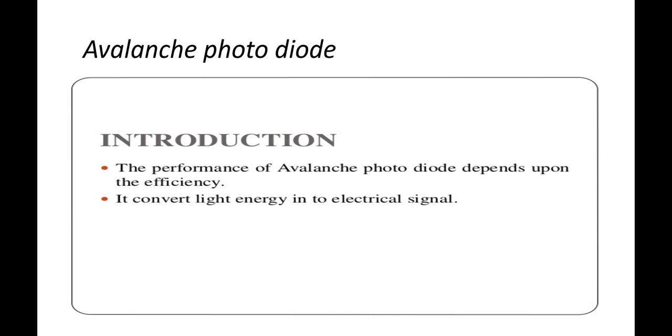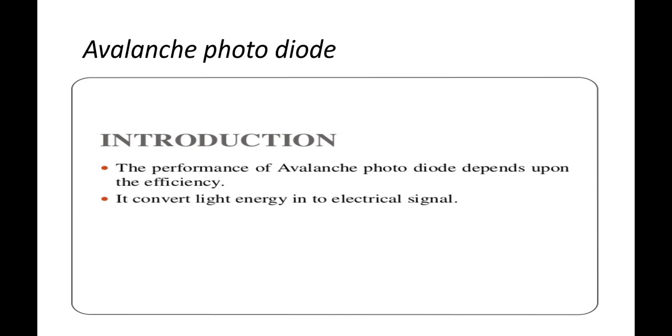Does anyone know? The effect of a photodiode is that light energy is converted into electrical energy. If we know the photocell, everybody does: when light energy falls on a photoelectric material, the material decreases its resistance and increases its conductance.